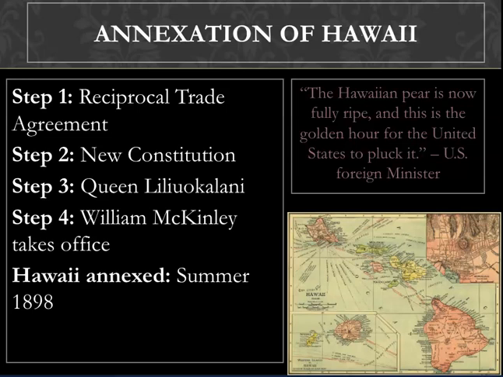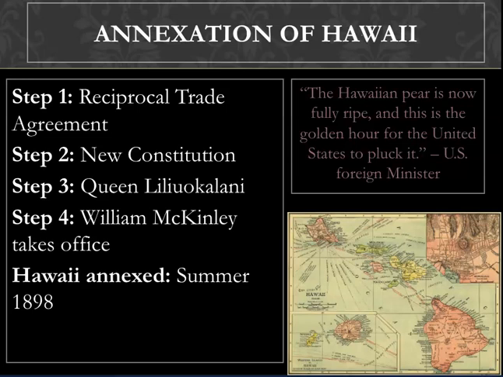As this starts to happen, the missionaries who originally went to Hawaii start having families, raising children, and that younger generation of missionaries, the children of the original missionaries, decide that they want more of a say in the government. They don't want to just live there and support the Hawaiians. They want to be a part of the government. They want to have a say.